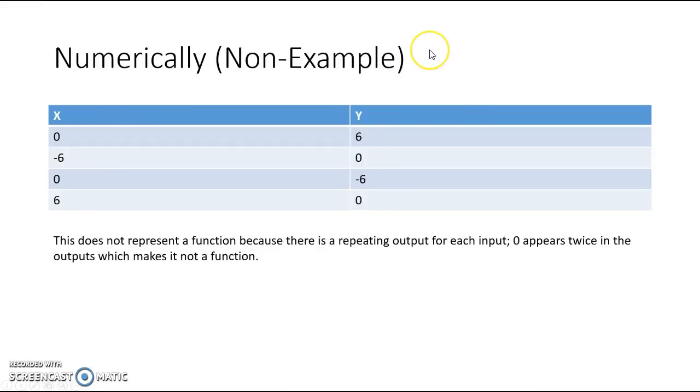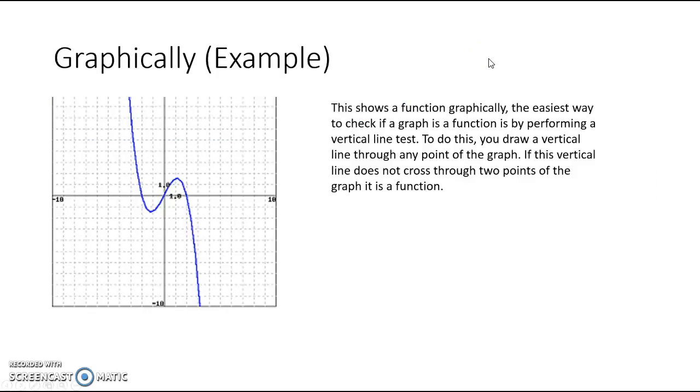Here is a non-example. This does not represent a function because there is a repeating output for each input. So if we come here to x of -6, y would be 0. And if you continue to positive x of 6, y is also 0, therefore it is not a function.